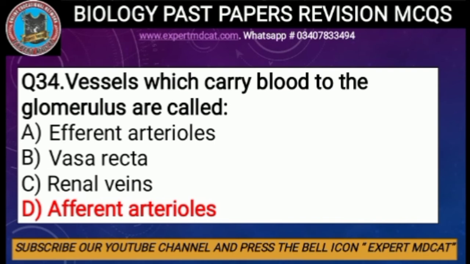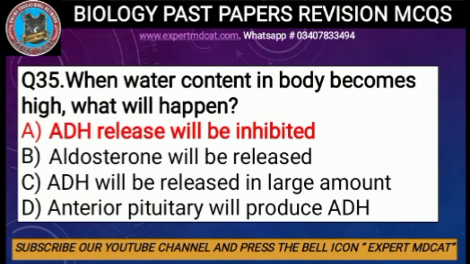So the next question is, when the water content in the body becomes high, what will happen? Absolutely, ADH release will be inhibited. So the correct option is A, that is antidiuretic hormone release will be inhibited.